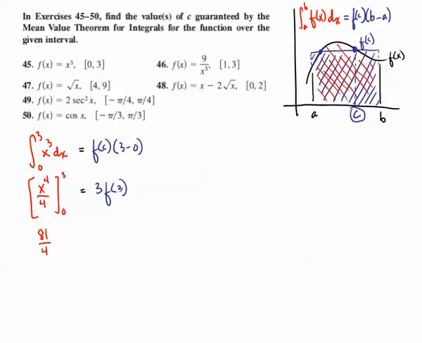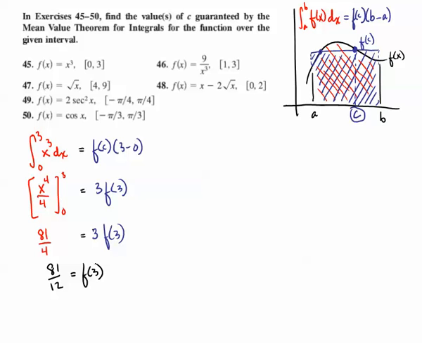And if we were to divide both sides by 3, let's carry this down: three times f of 3. Now at this point we're going to start changing things around. We divide both sides by 3. We get 81 over 12 is equal to f of 3.